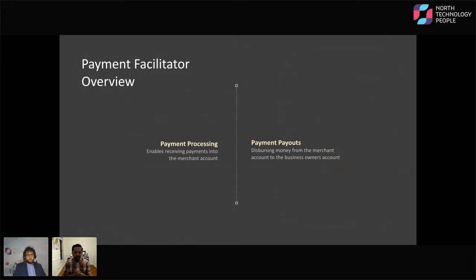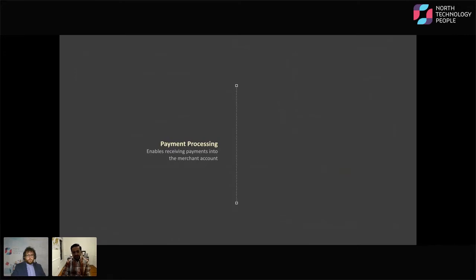When we talk about payment facilitation, there are two big parts: one is payment processing and one is payment payouts. Wave acts as a payment facilitator as well, which is why we are going to talk about this. But I'm not going to focus much on which part of Wave's business uses payment facilitation, just on what happens as part of the process. At the end, if there is interest, we can talk about how Wave gets involved in this payment facilitation business. So the first part is payment processing, as I said.